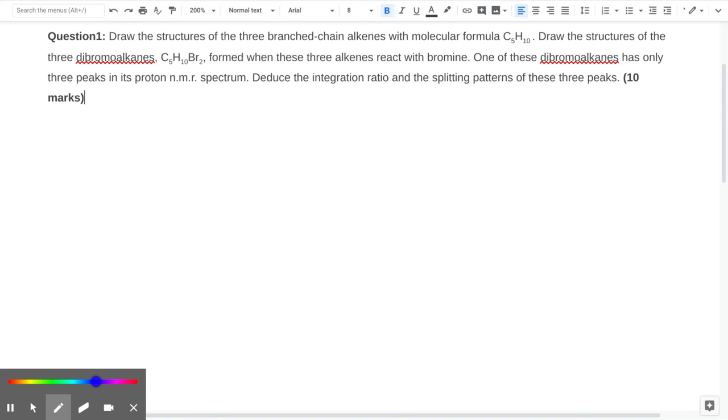Okay, so we'll take a look at question 1 first. The first section is asking us to draw the structure of the 3 branched chain alkenes. So this is the first point to note. We can't have the straight chain isomers, so nothing based around pentene, so pent-1-ene, pent-2-ene, for example. They've got to be branched chains.